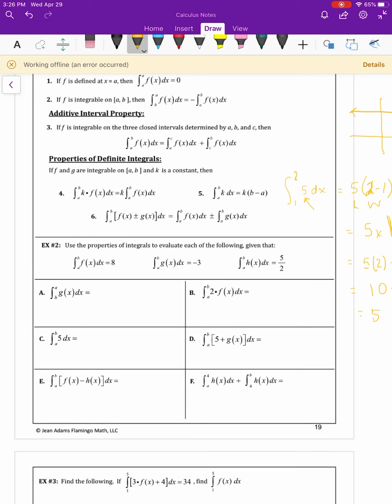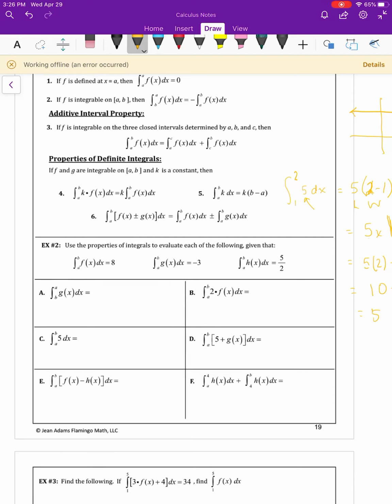The next one, number 6, the integral from a to b of f of x plus or minus g of x. That means you've got two different functions being added, dx, and you can split them up. The integral from a to b of just f of x plus or minus the integral from a to b of g of x. So let's try an example.